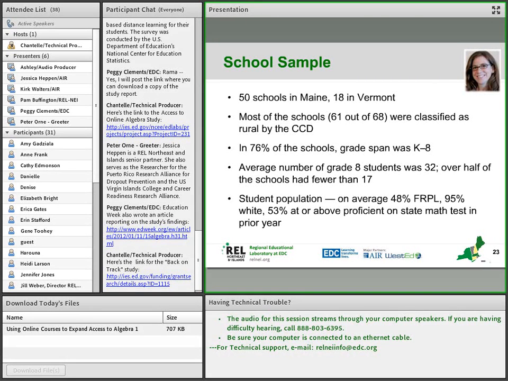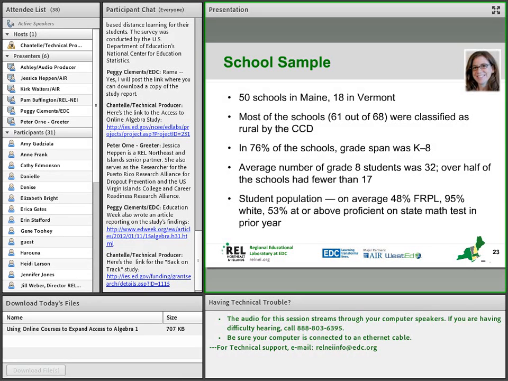Many of the schools were really, really small. The average number of 8th graders in the schools was 32, and over half of the schools had fewer than 17 8th grade students. We did have about 10 schools that were larger, that had 100 or more 8th grade students, but many of the schools were really, really tiny, and some had 1 8th grader, and many had 4 or fewer. The last bullet shows the student population as a whole, not just the 8th graders.